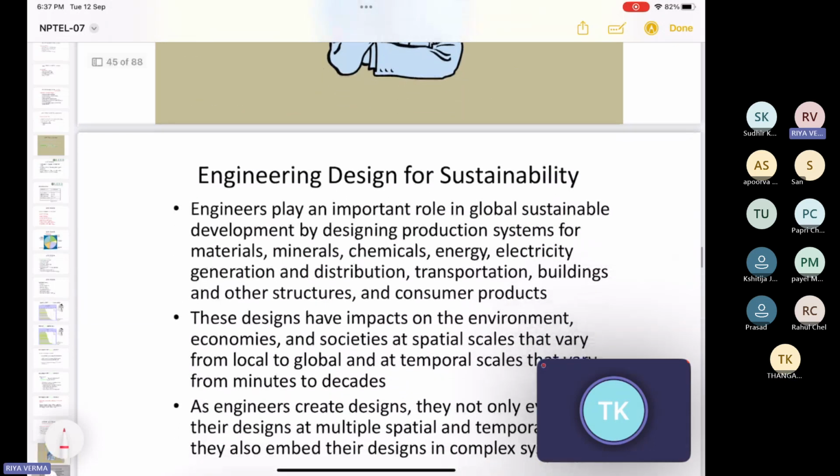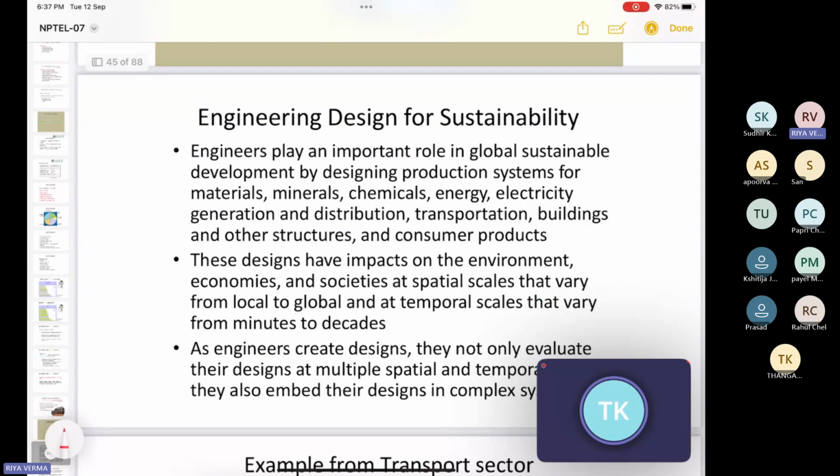Now, engineering design for sustainability. Engineers play a very important role in global sustainable development by designing the production systems for materials, minerals, chemicals, energy, electricity generation and distribution, transportation, buildings, and other structures, and consumer products.